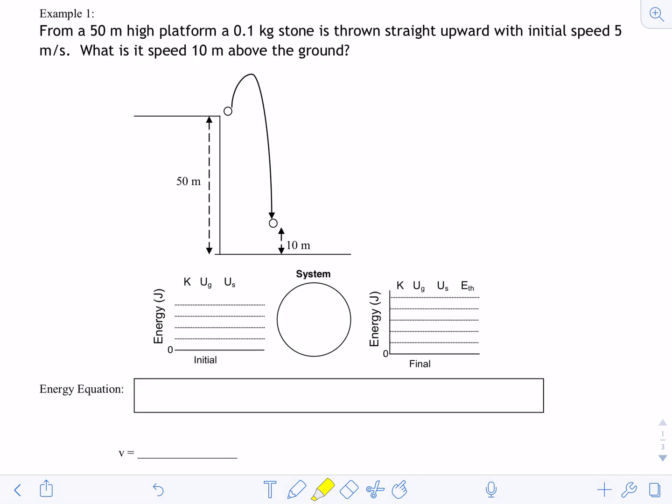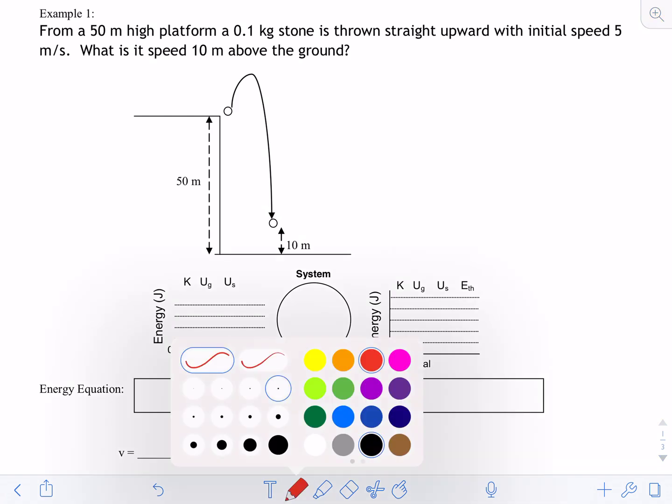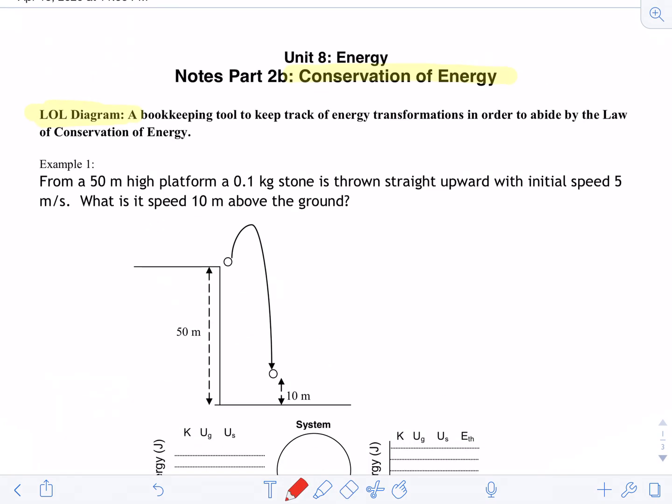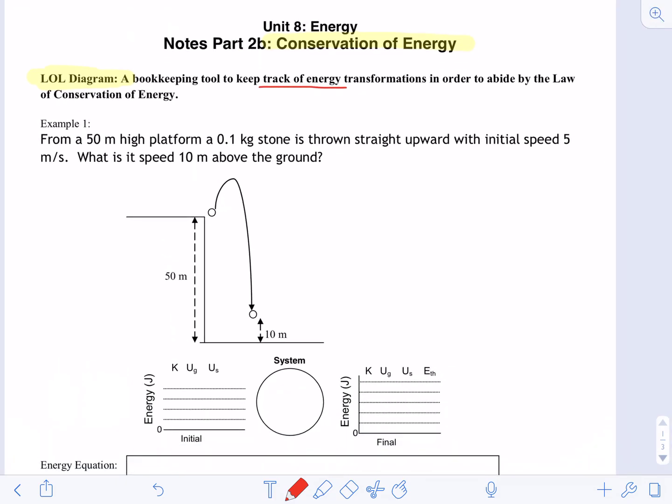I did this on your homework as well. I gave you guys the LOL written already, and we can see that here. If we trace out the two bar graphs and the O in between for our system, they spell out LOL. And that's why we call it an LOL diagram. Now, the LOL diagram, again, is just a way for us to keep track of the energy, to make sure that we have the same number of joules at the beginning and at the end.